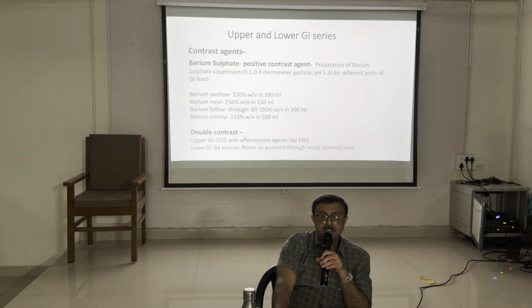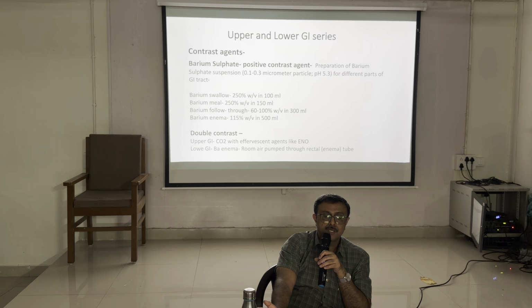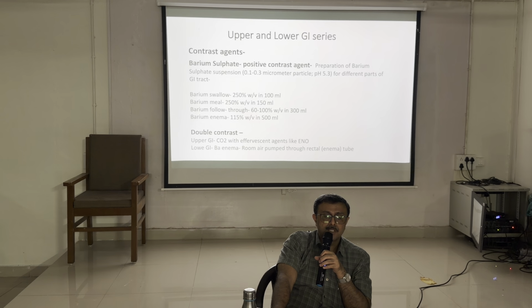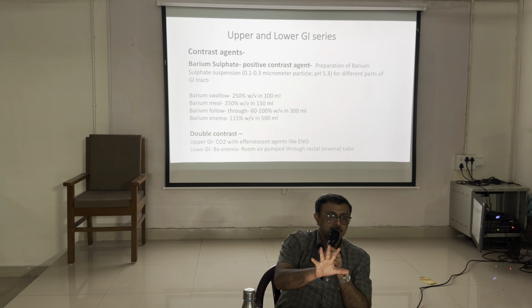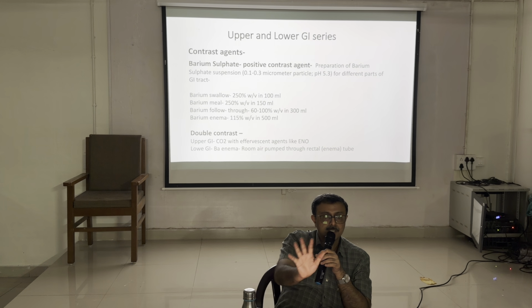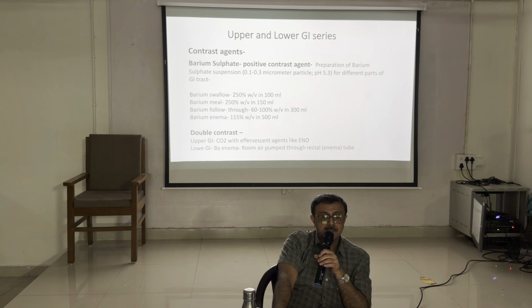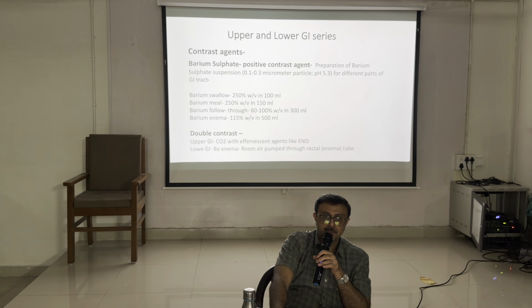Barium sulfate is called a positive contrast agent. Barium sulfate suspension is used for different parts of the GI tract. If you want to remember the percentages, it's okay, but it is just information. What is the purpose of using barium? The barium thickness will be different. All investigations are not done with the same concentration. Double contrast: upper GI with CO2, and lower GI with room air or pumped through a rectal tube.